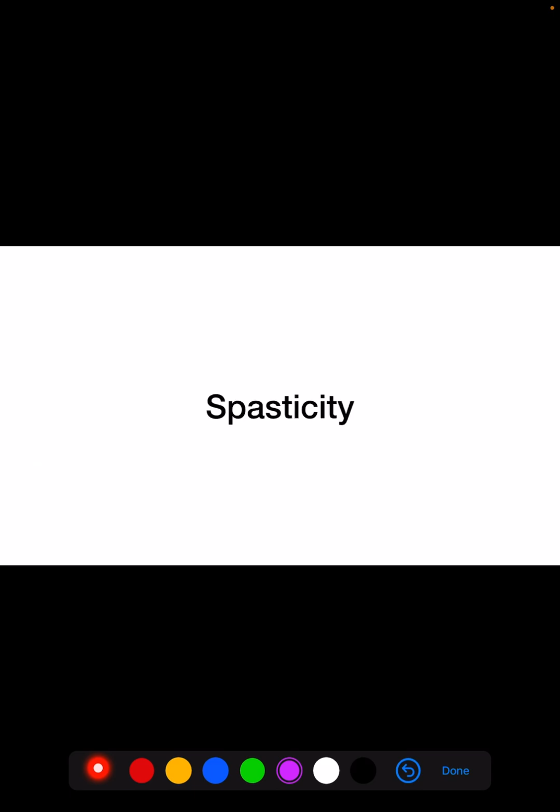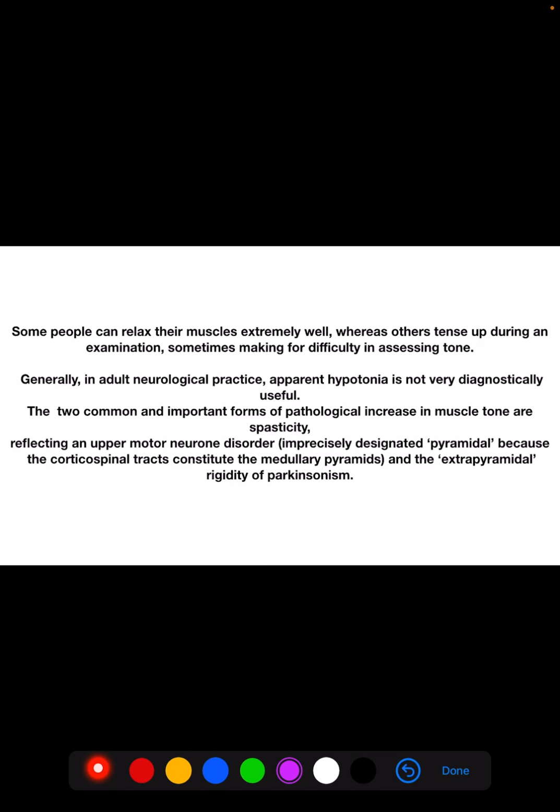And then coming to spasticity, testing for spasticity, or increase in muscle tone. These are the two common and important forms of pathological increase in muscle tone, or spasticity. If there is spasticity, this reflects that the patient has an upper motor neuron disorder.